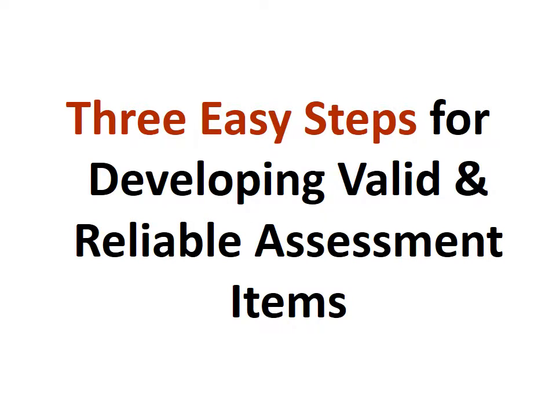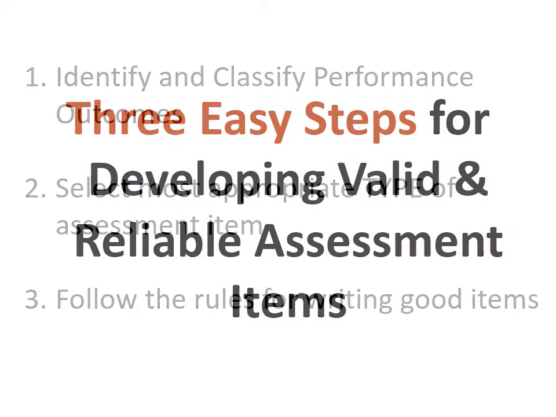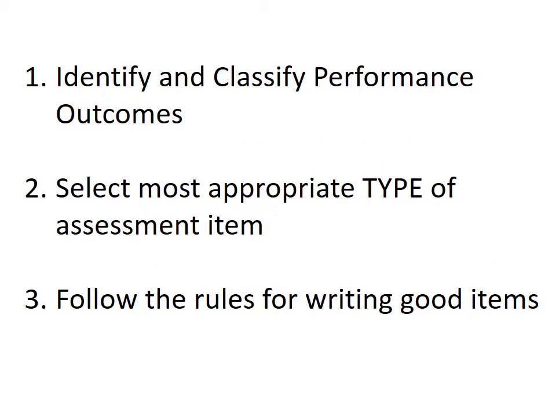Okay, well, the lion's share of Part 2 for this class addresses developing assessment items, and this quick presentation is about the three easy steps that you can take in order to develop valid and reliable assessments. These three steps are basically to identify and classify the performance outcomes, then select the most appropriate type of assessment item based on their classification, and then after that follow the rules for writing good assessments. Again, I'm going to just quickly go through this as I set the stage for the information that's presented in the text and in the course notes.